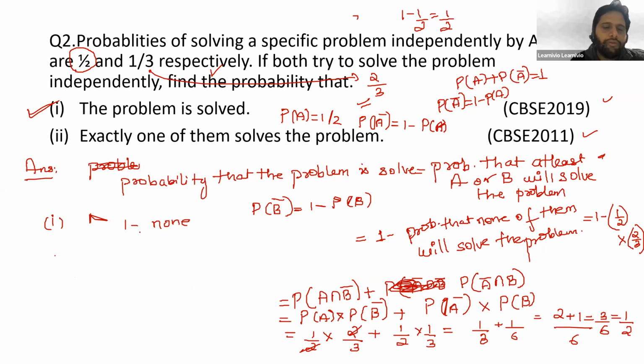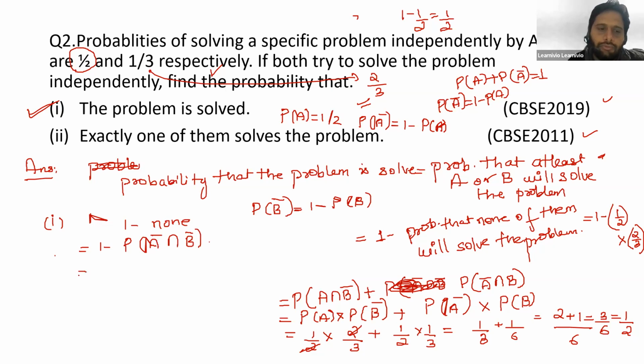Okay. So, Abdur, we need the probability that the problem is solved. That means the probability that at least one of A or B will solve the problem. I already told you, whenever you have to find the probability of at least one, that is equal to 1 minus the probability of none. So that means 1 minus the probability that A will not solve the problem and B will also not solve the problem. This is clear, Abdur?